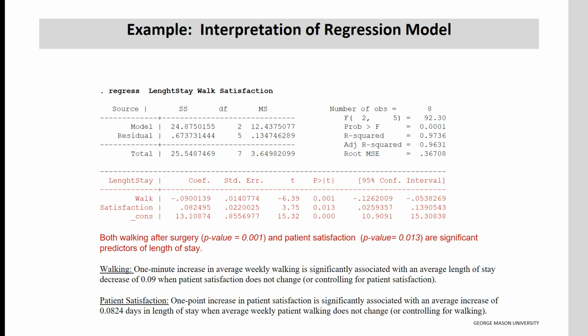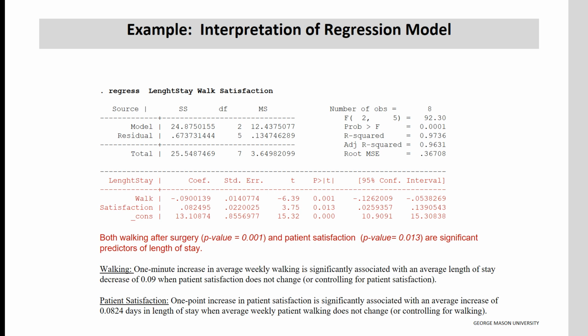Next, we would like to interpret the regression coefficients. And these results are highlighted in red in this slide. So we see that the regression coefficient for walk-in is negative 0.09, and for satisfaction is 0.08. And this reflects what we found in the scatter plots, where the association between walk-in and length of stay was negative. So here we have a negative regression coefficient, and for satisfaction it was positive. So we have a positive regression coefficient.